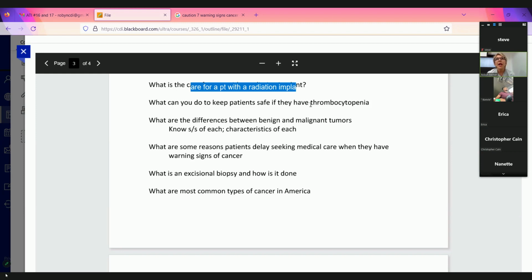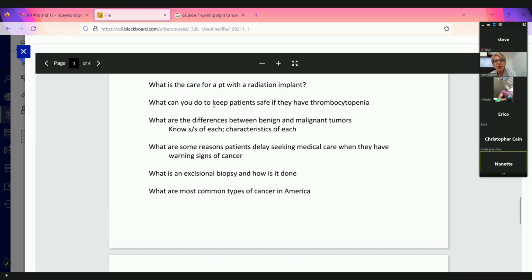All the linen stays in the room. If the radiation implant falls out, you use the long-handled tongs to pick it up and put it in a lead liner container. No pregnant women taking care of the patients, no children under 18, maximum 10-minute visitation times. Sign on the door, see nurse's station before entering, okay?